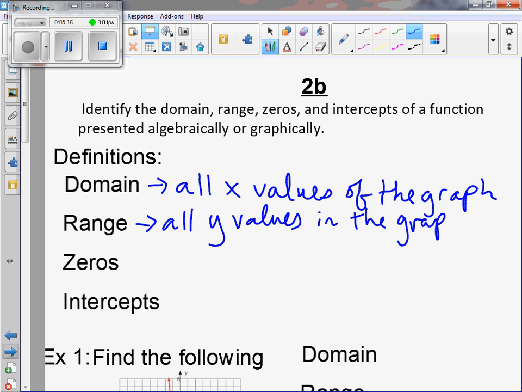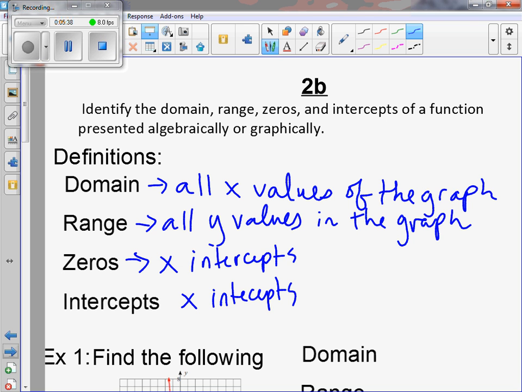Zeros, you might have remembered these from Algebra 1. Zeros are just x-intercepts. It's where the graph crosses the x-axis. And intercepts, there are two different types. There are x-intercepts, which I just mentioned, where the graph crosses the x-axis. And there are y-intercepts, where your graph crosses the y-axis.